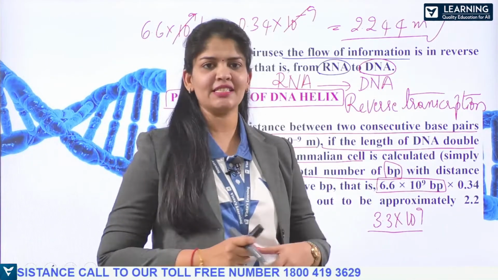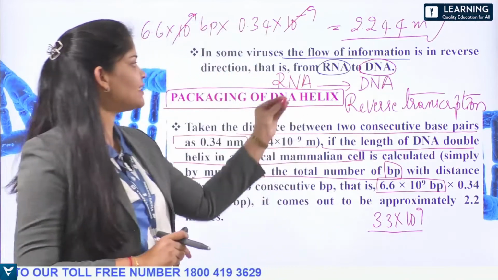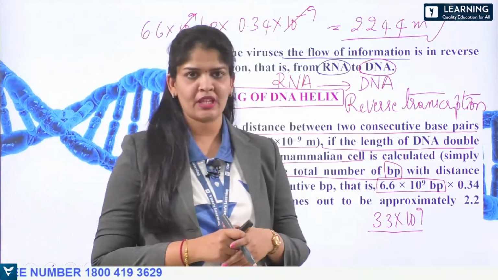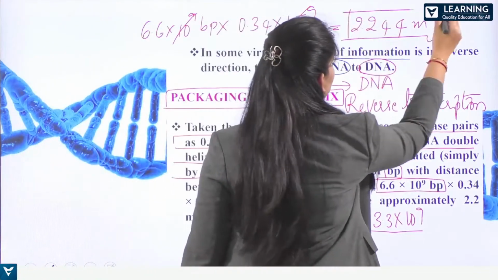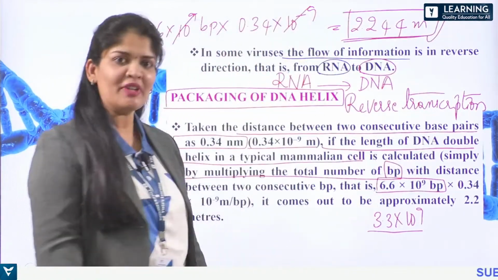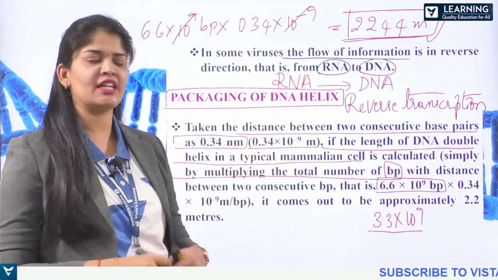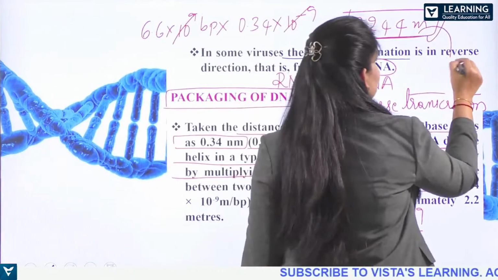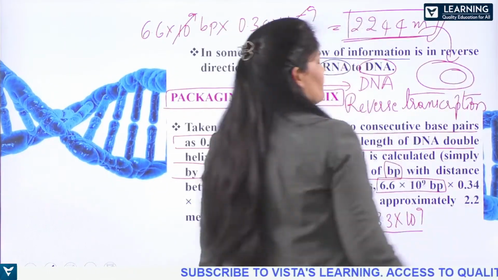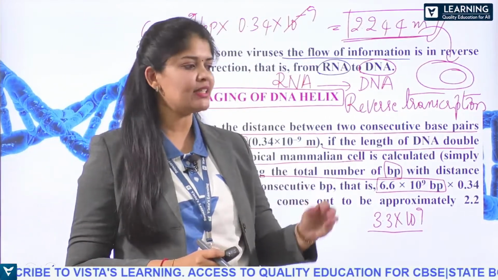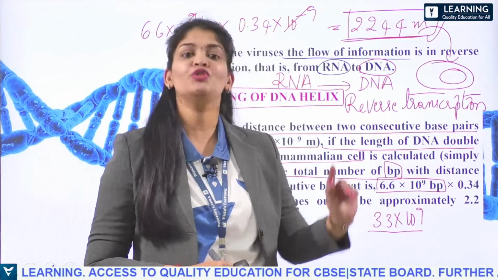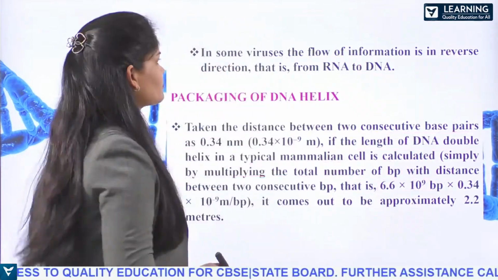Now the question is, we started with why the DNA helix needs packing. See, what is the typical length? 2.2 meters is a typical length of DNA that is going to be present in a single cell. Where do you find this DNA to be present? The DNA will be present in the cell, particularly in the nucleus of a cell, right?